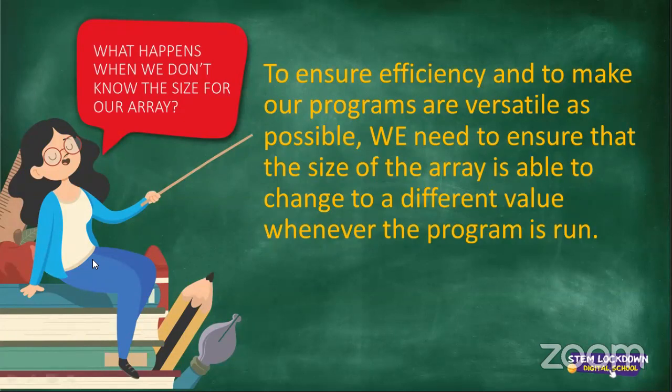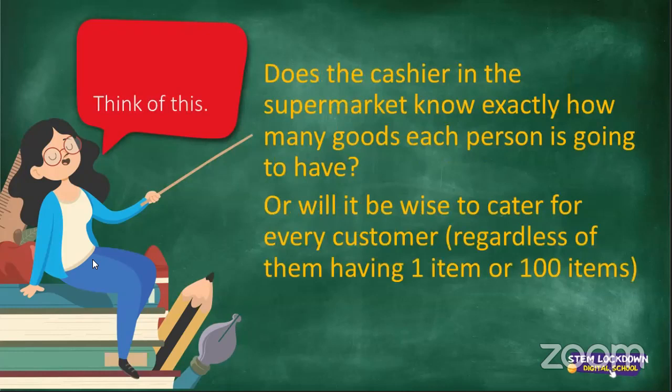So let's look at it in a practical situation. Does the cashier in the supermarket know exactly how many goods each person is going to have? Obviously, the answer is no, okay? How are they able to cater for that? And that's what we're going to look at today. One of the instances will be maybe to cater for every customer, regardless of whether they have one item or 100 items. So you may go ahead and say, let me create this array to go up to 100. That would be the size.